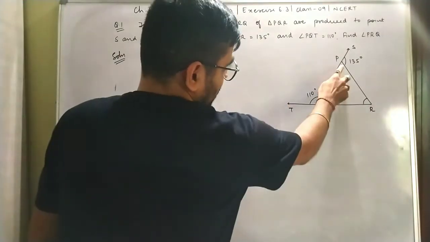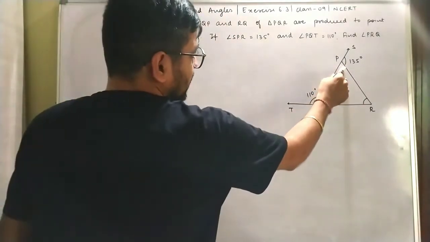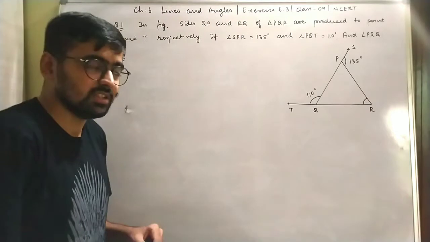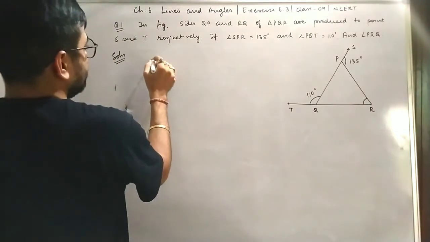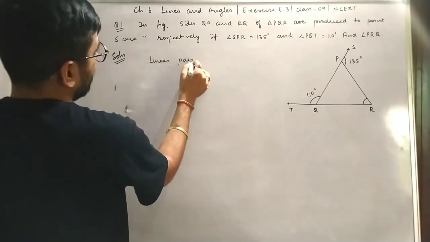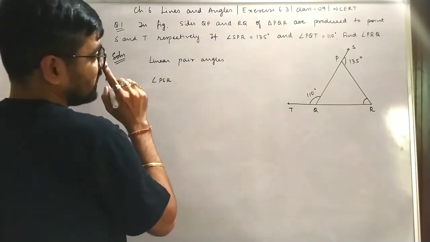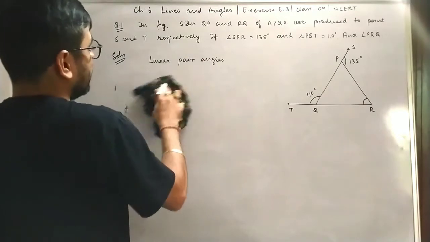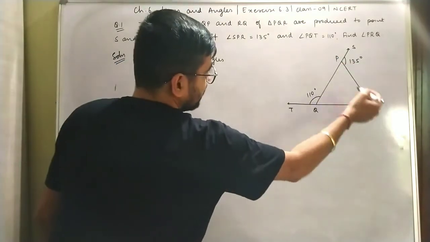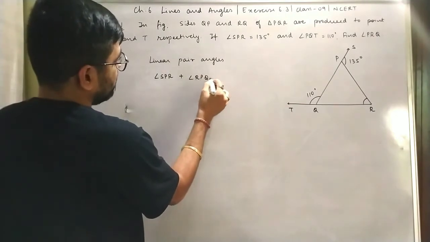Correct. So if I somehow find this angle, then that particular angle will be helpful with this exterior angle to get me this angle. It's a simple thing, right? So let's find out. So as we know, what do we know? Linear pair angles. Which ones? Angle SPR, sorry, I wrote it wrong. Angle SPR, this angle, and angle RPQ.